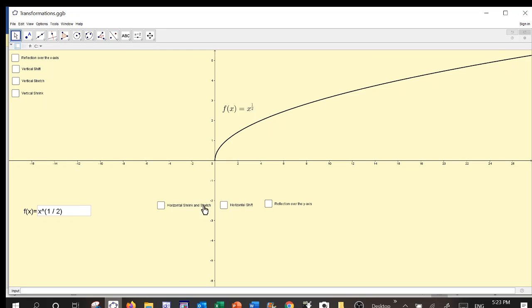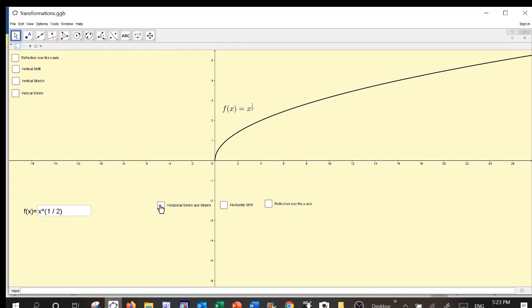All right, so what about horizontal shift? Well, horizontal shift is either to the right or to the left. You see, for example, right here, I'm adding 2.8, so the graph moves to the left 2.8. If I subtract, let's say 2.3, it moves to the right 2.3. All right, so that's the horizontal shift.